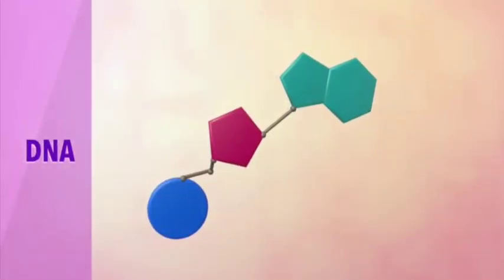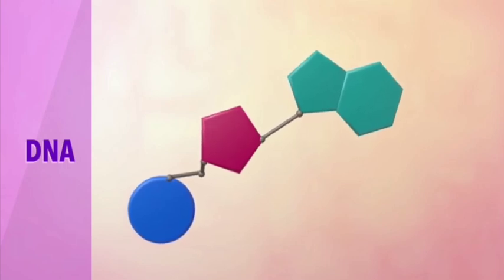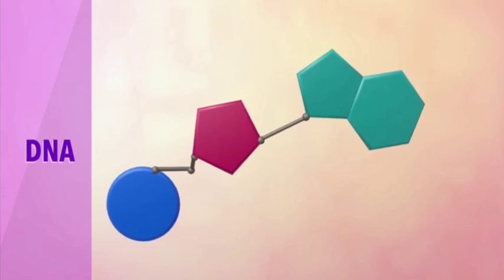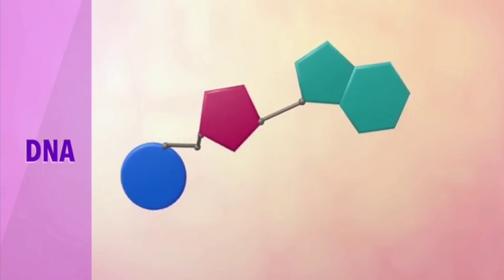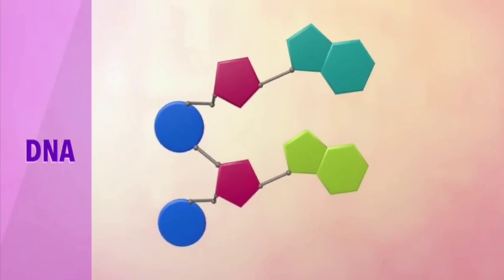So, what do the nitrogenous bases have to do with building a DNA molecule? Well, each strand of DNA begins to assemble when the phosphate group in one nucleotide bonds with the 5-carbon sugar in another nucleotide.